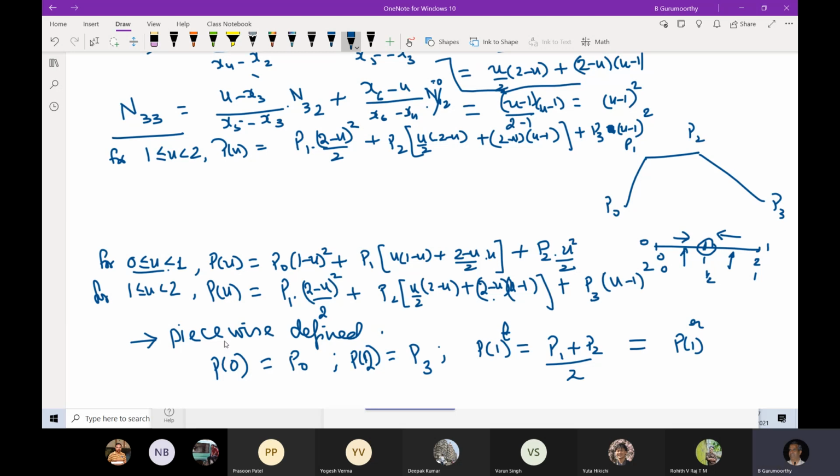And so that's the nice thing about the B-spline. That even though it is piecewise defined, right, you have continuity.